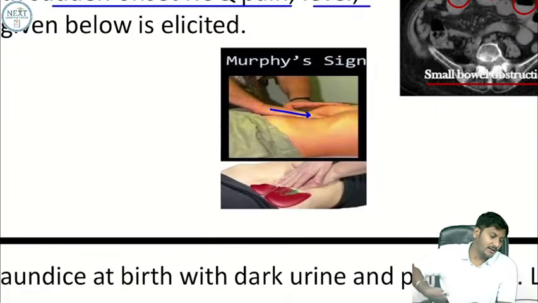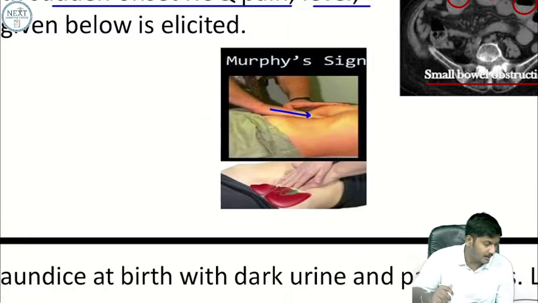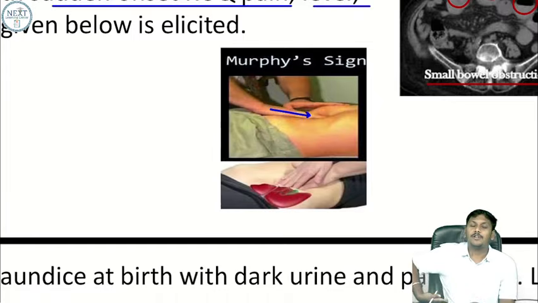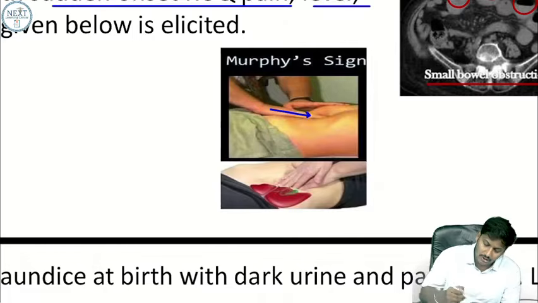And when you palpate the patient, definitely, beta, then what is going to happen? The patient will have such severe pain that the patient is going to catch his breath, beta. On palpation, the patient catches the breath due to pain. This is classically called Murphy's sign, beta.